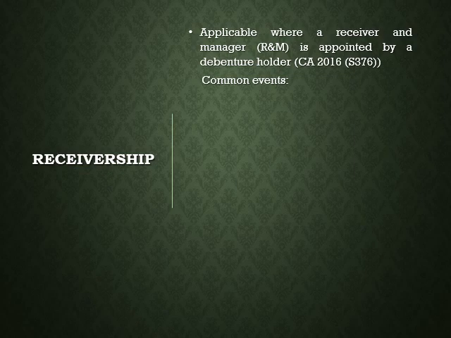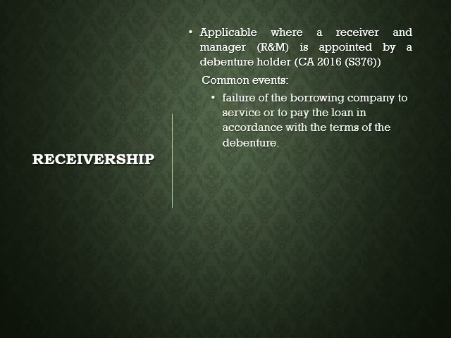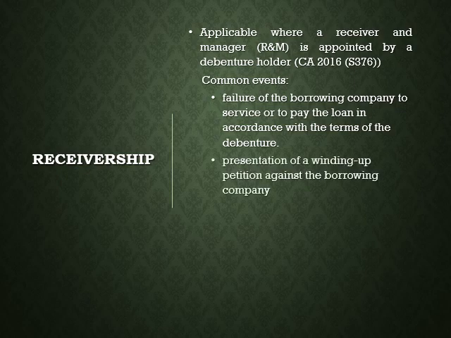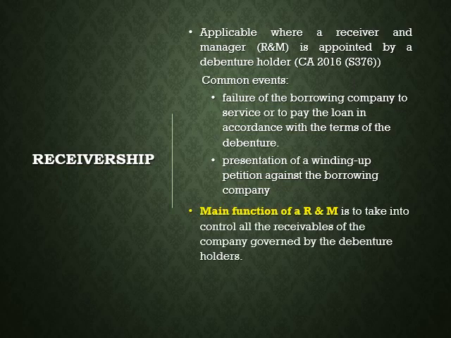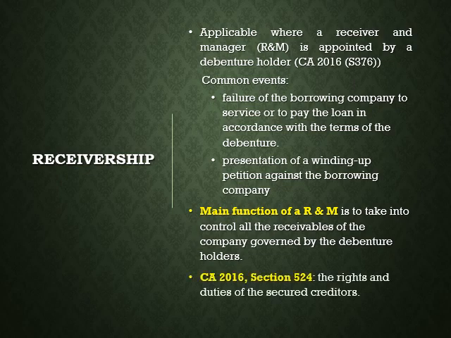The common events that lead to the appointment of a receiver in a company include failure of the borrowing company to service or pay its loan in accordance with the terms of its debenture as the secured creditors, and a presentation of a winding up petition against the borrowing company by creditors. The main functions of receiver and manager in this arrangement is to take over the control of all the company's receivables. Section 524 of the Companies Act lists the rights and duties of the secured creditors if you are interested.